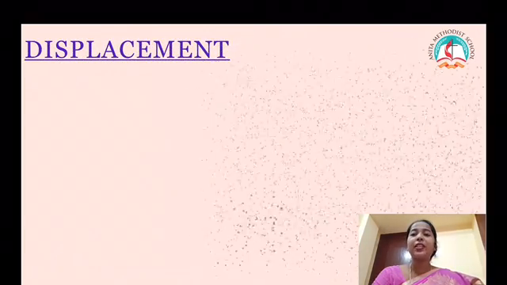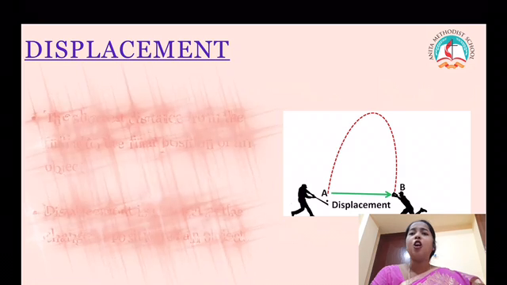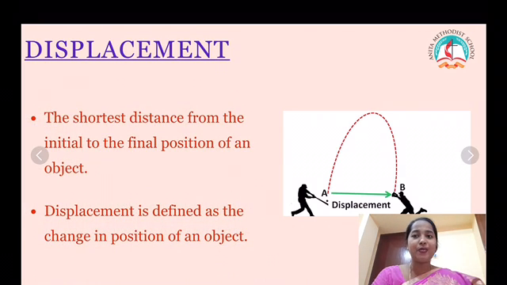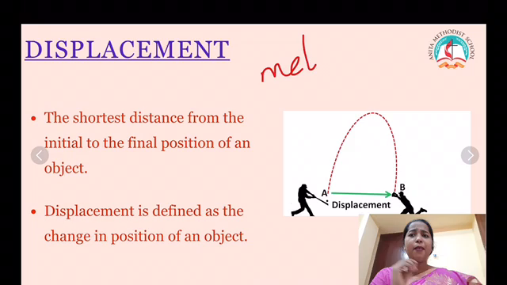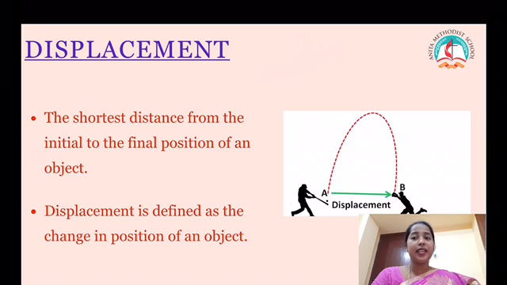So, next we are going to see about displacement. So, what is displacement, children? Do you remember? Displacement is distance with direction, or else it is defined as a change in position of an object. So, displacement is the shortest distance from the initial position to the final position of an object. That we call displacement. Both distance and displacement possess the same unit. The SI unit is meter.